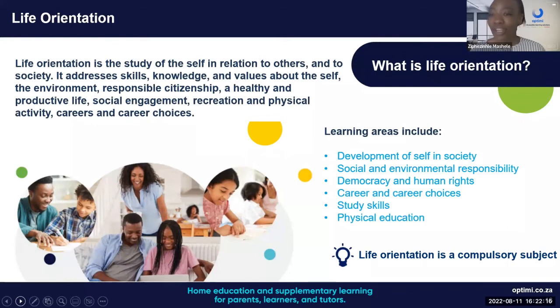So some of the learning areas that you can include, and these are constant throughout grade 10 to 12, the first one being development of self in society. And then we have social and environmental responsibility. We have democracy and human rights. We have career and career choices. We have study skills and physical education. Please also note, as Suzanne mentioned, that life orientation is a compulsory subject.